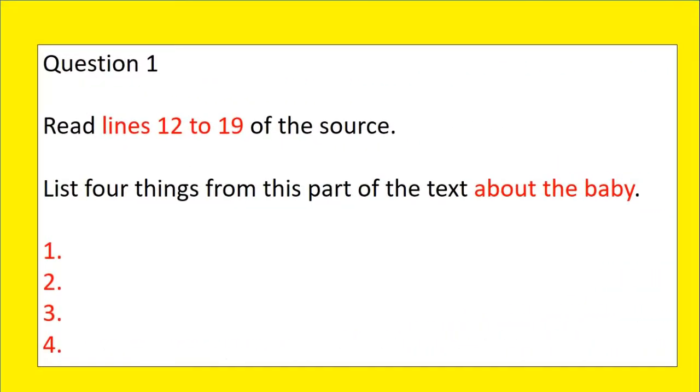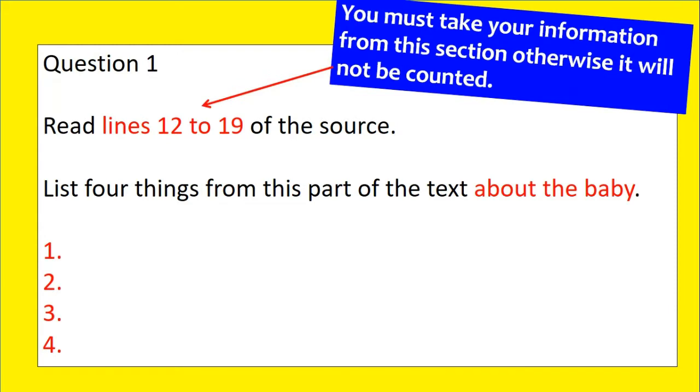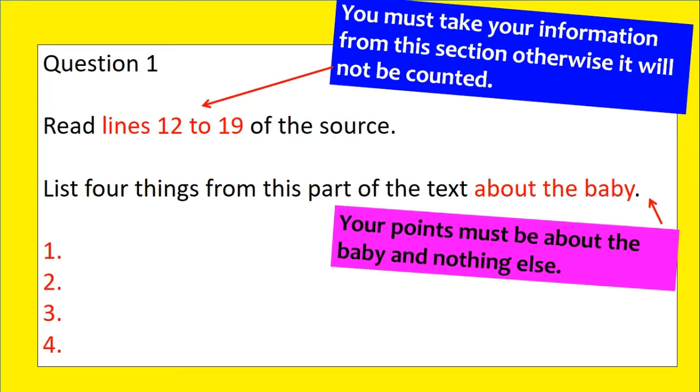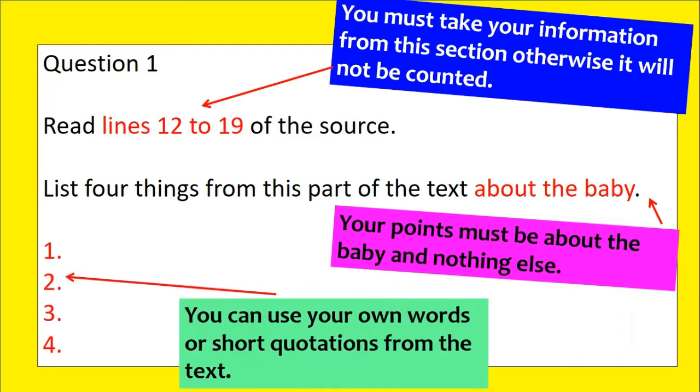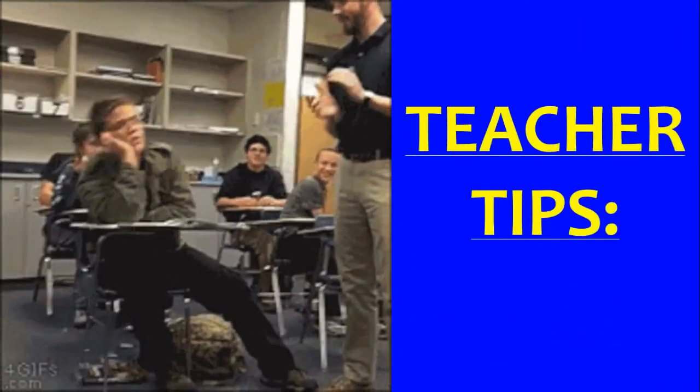So here's how it will look on the exam paper. You'll get lines to read, so make sure, if for example it is 12 to 19, you only take your answer from lines 12 to 19. It will say list four things, but you've also got to make sure you just answer the question. This one is about a baby, so if, for example, you answered it on the family, you wouldn't get the mark. It's just got to be about the baby, and you should use your own words or short quotations from the text.